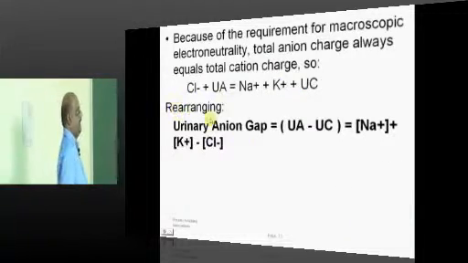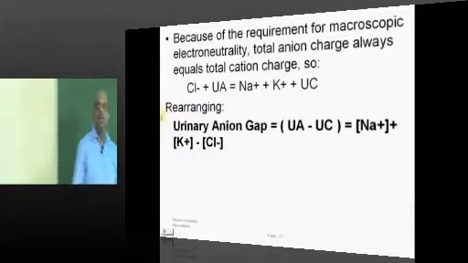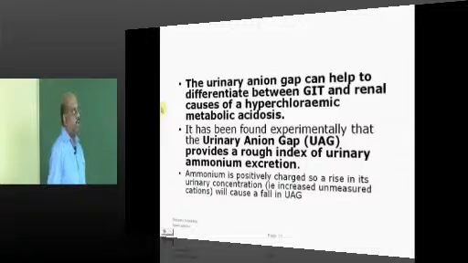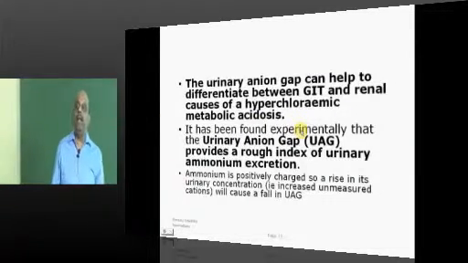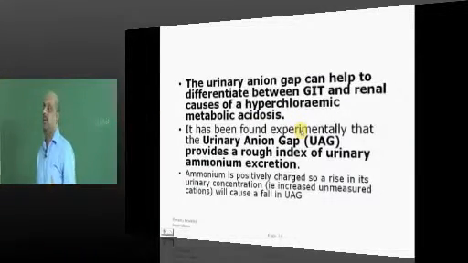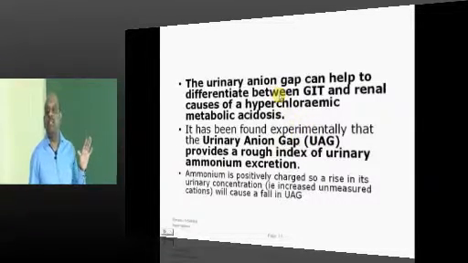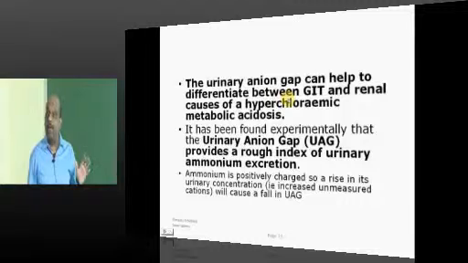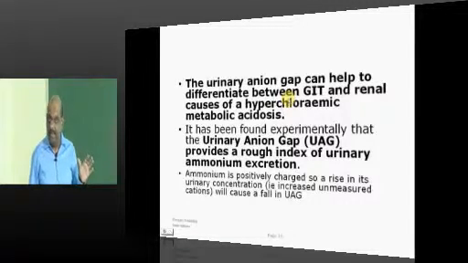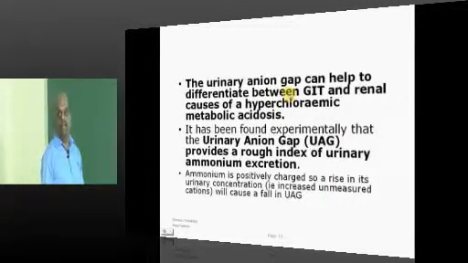Agreed? Now doctor. The urinary anion gap will help us to differentiate whether a given situation of acidosis, normal anion gap metabolic acidosis, is because of the GIT or kidney.